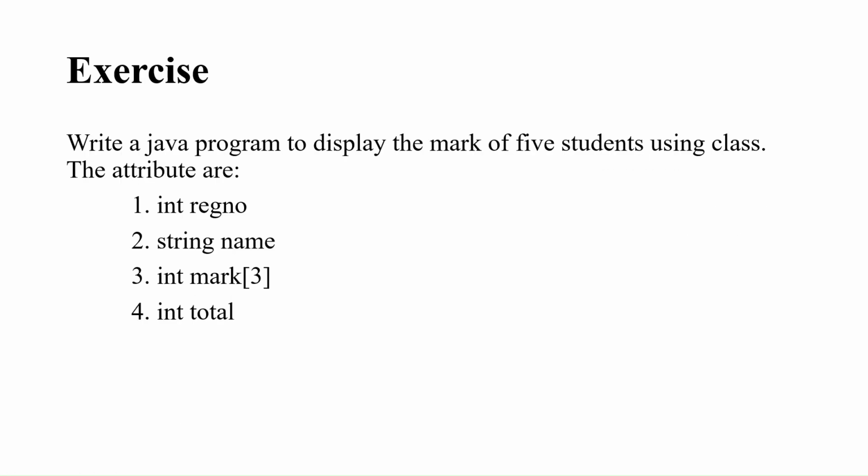So now I will give one exercise. Write a Java program to display the marks of 5 students using a class, and the 4 attributes are register number, name, mark and total. Okay. So use a default constructor and also a display method to display all these values.